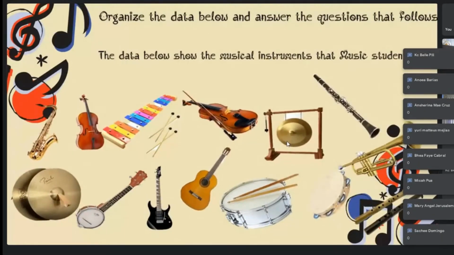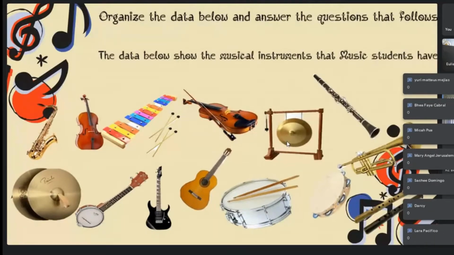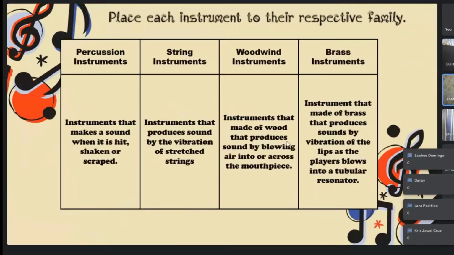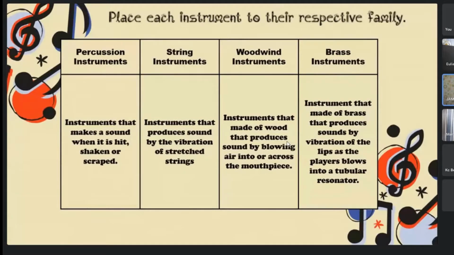We have here the data, the musical instruments that music students have. We have 14 different instruments. You are going to place each instrument in their respective family. We have percussion instruments. These are instruments that produce sound by tapping, hitting, or being scraped. Next, how about the string instruments? These are instruments with strings, which produce sounds by the vibration of stretched strings.